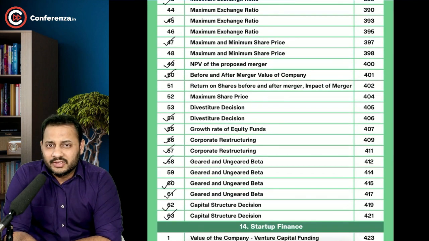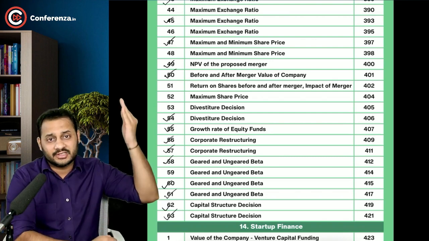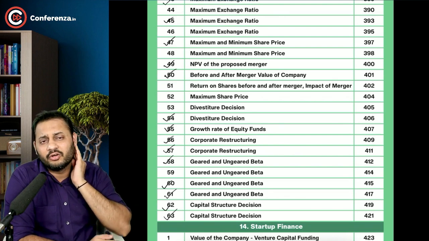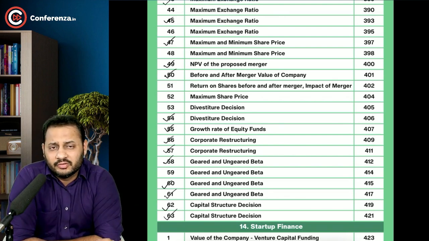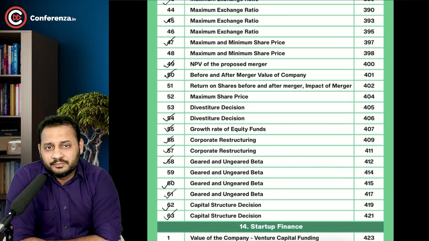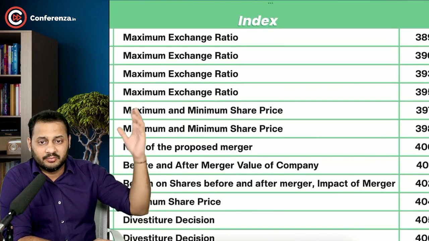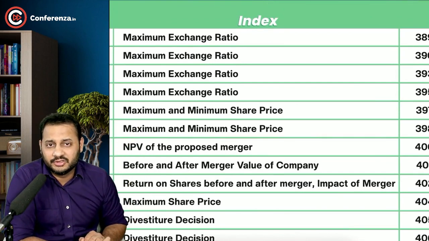The good part about this is that formulas are not there in this chapter. You need to understand the process, operating structure, and with that operating structure we can solve a lot of questions. But apart from that, there is one concept that I would like you to focus on, which is the maximum and the minimum exchange ratios. This is something which is very important.